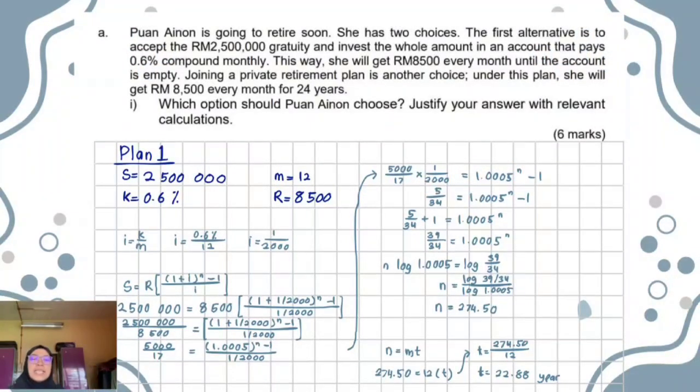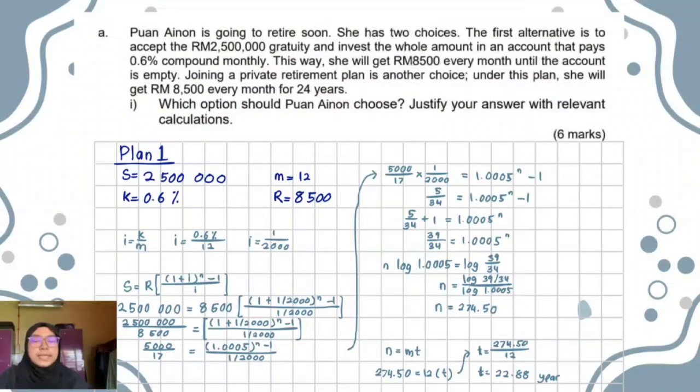Question A. Puan Ainun is going to retire soon. She has two choices. The first alternative is to accept the RM 2,500,000 gratuity and invest the whole amount in an account that pays 0.6% compound monthly. This way, she will get RM 8,500 every month until the account is empty. Joining a private retirement plan is another choice. Under this plan, she will get RM 8,500 every month for 24 years. 1. Which option should Puan Ainun choose? Justify your answer with relevant calculations.